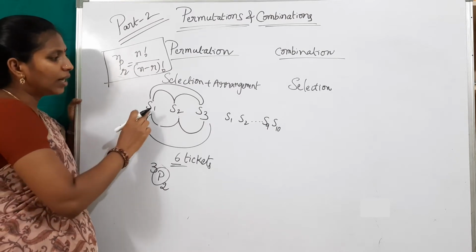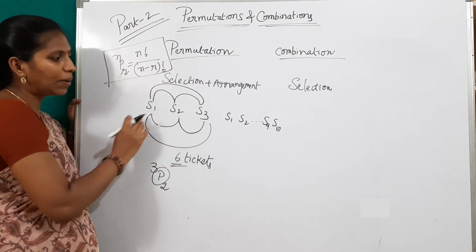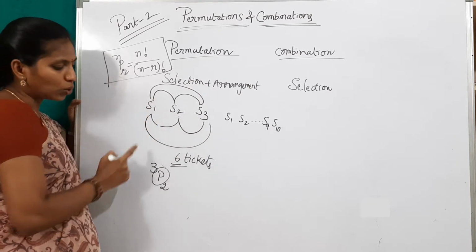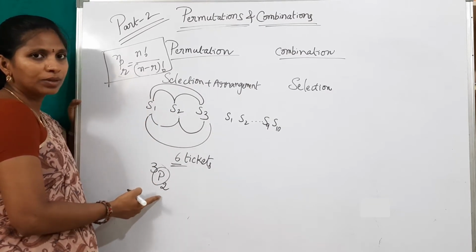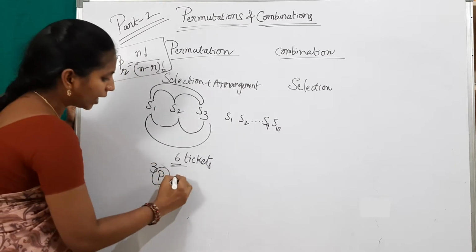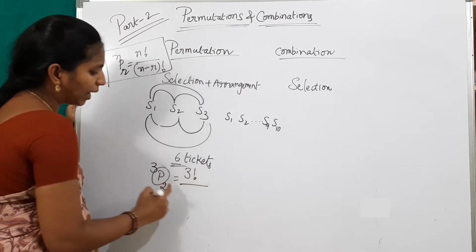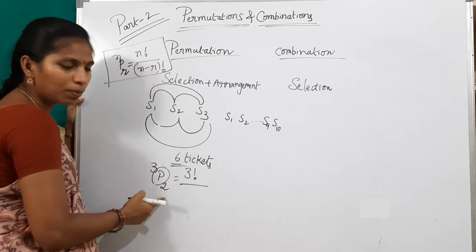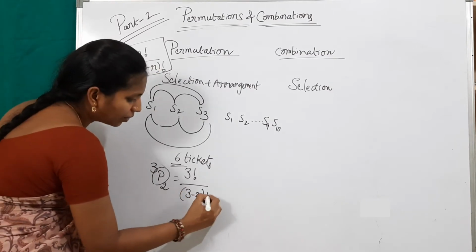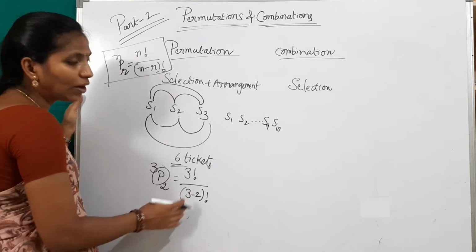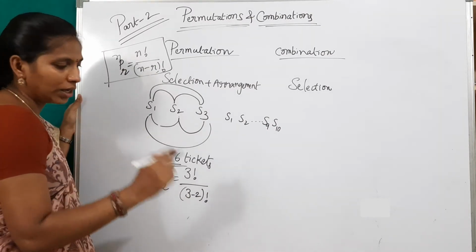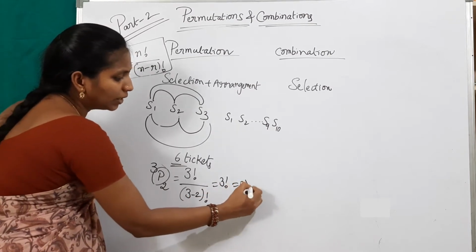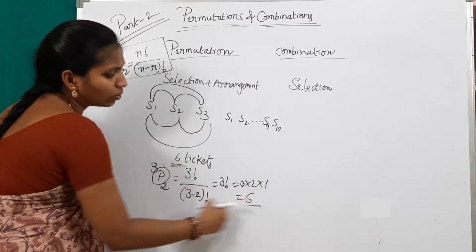So here the number of stations is 3. From these 3 stations, the ticket is for 2 stations. So 3P2. According to this formula, write 3 factorial by (3 minus 2), that is (n minus r) factorial. So 3 minus 2 means 1 factorial. The result of 1 factorial is 1. So finally 3 factorial, which means 3 into 2 into 1, equal to 6.